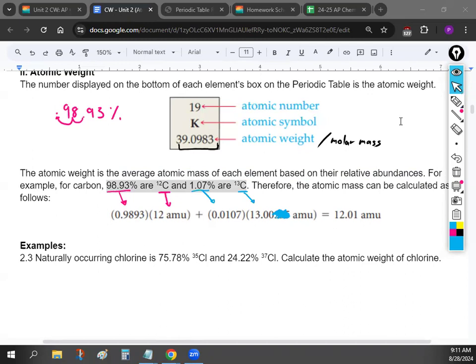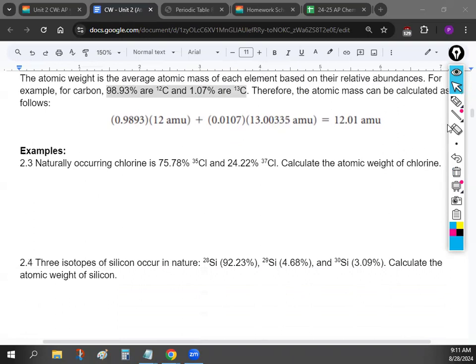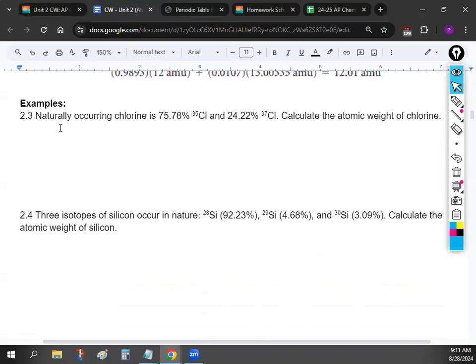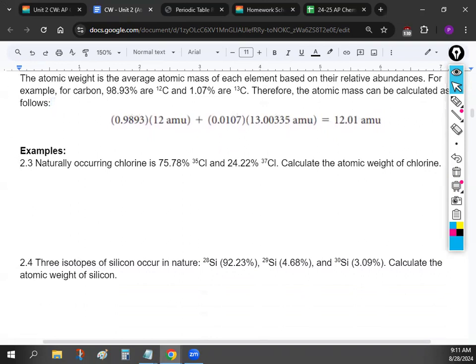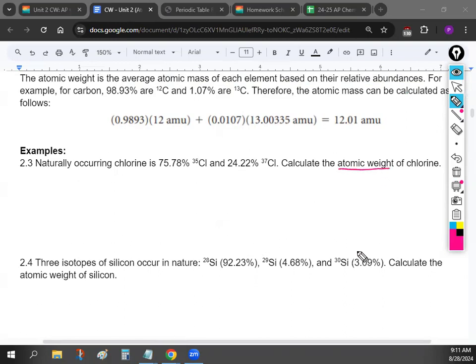All right, so let's try 2.3 together. We'll go over it step by step, and then I'll have you guys try 2.4 on your own. I'm going to scroll down just a little bit so you can see a little better. It tells you that naturally occurring chlorine is about 75% chlorine-35 and 24% chlorine-37. It wants you to find the atomic weight, the average, of chlorine.